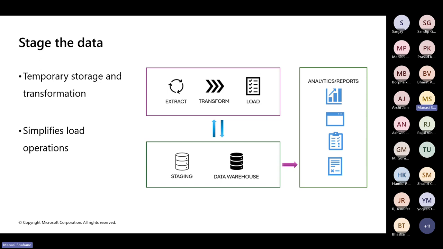The other thing is, let's say there are certain rows or columns that you don't want to load in your fact table. There can be certain things you don't want, so you can just drop them or avoid them from the staging table and only load the specific data that you want into your data warehouse. That is why a staging table is required.